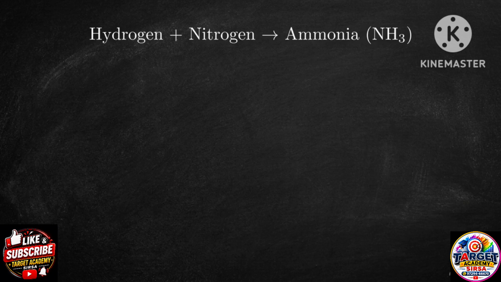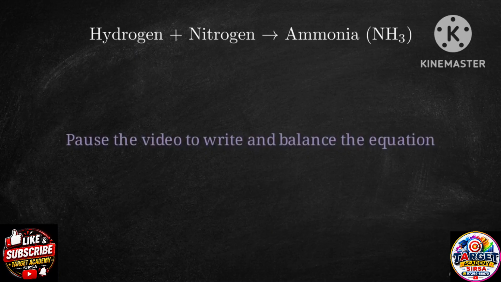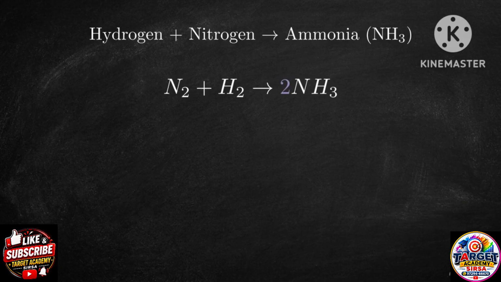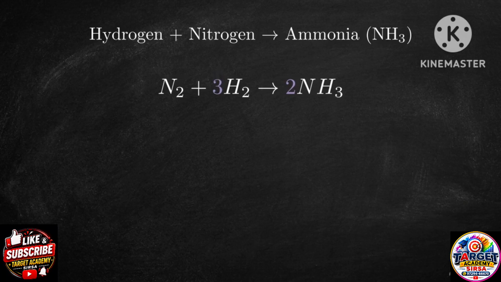This diagram provides a word equation. Hydrogen gas combines with nitrogen gas to form ammonia, or NH3. Before you write out the skeletal equation, remember the rule for atmospheric gases. Hydrogen and nitrogen are both diatomic, meaning they exist in nature as paired molecules, not single atoms. Pause the video here to write and balance the equation. Let's check your work. Your skeletal equation should have started with N2 plus H2.